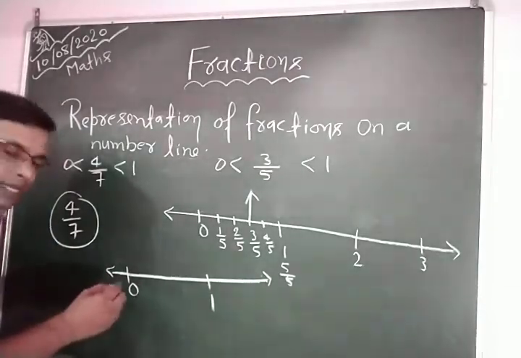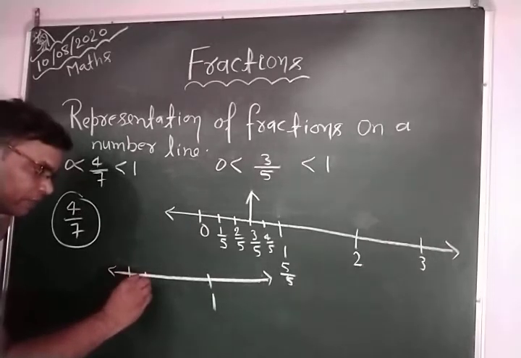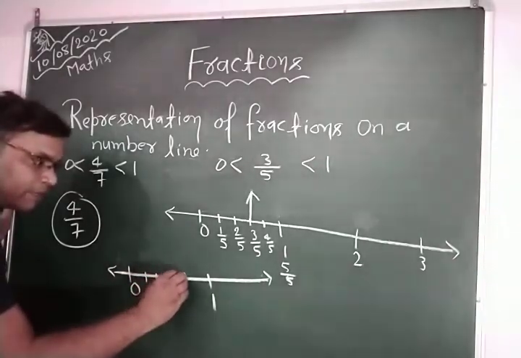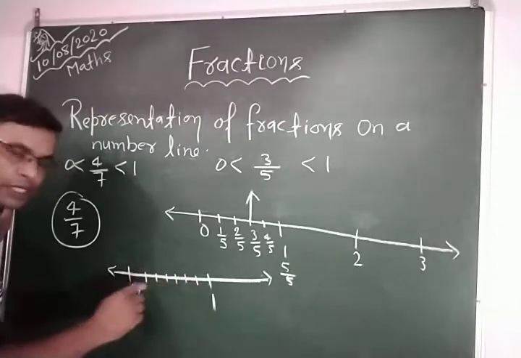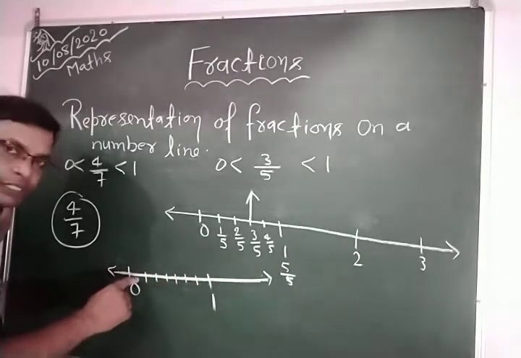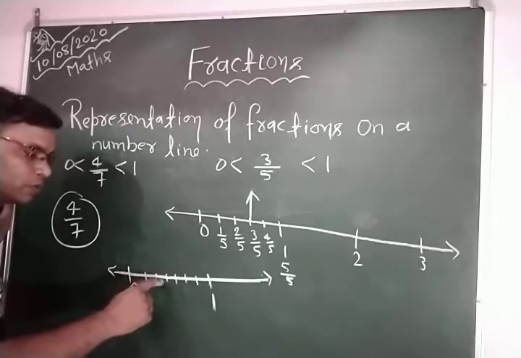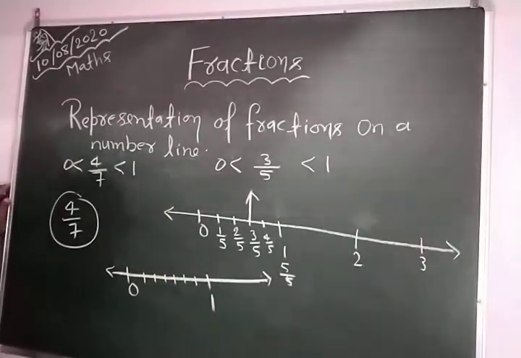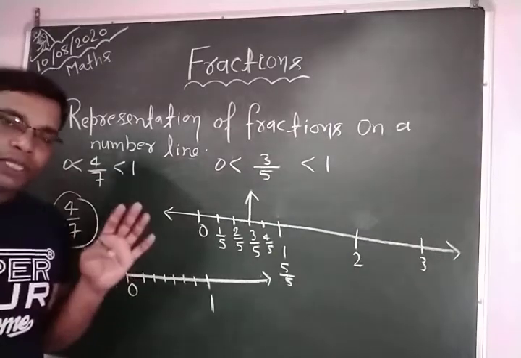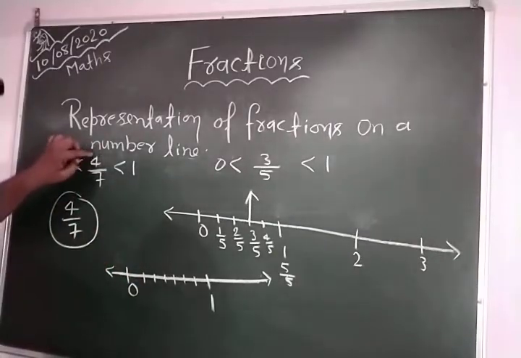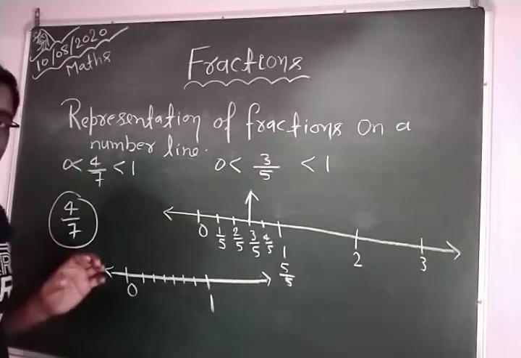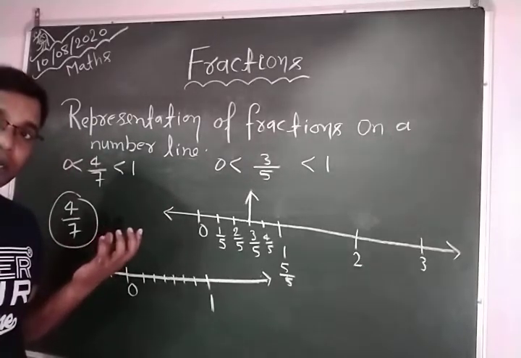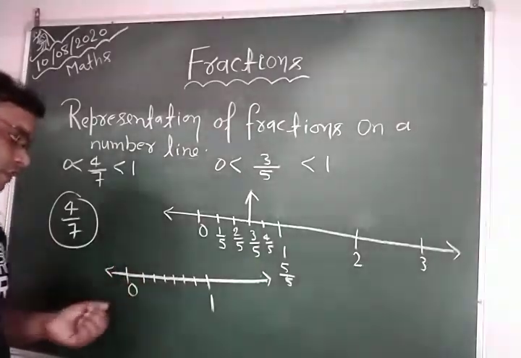So let's see how to divide it. 1 part, 2 parts, 3 parts, 4 parts, 5 parts and 6 parts. So in this way it becomes 7 parts. 1, 2, 3, 4, 5, 6 and 7 parts. Okay. How many parts do we take? We take 4 parts, because here you can see this is our numerator. So we take 4 parts.